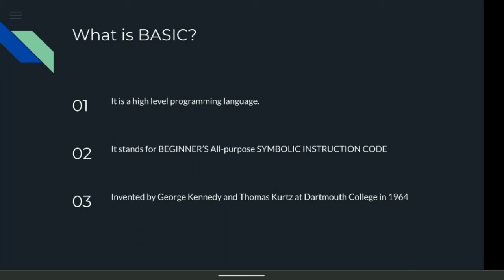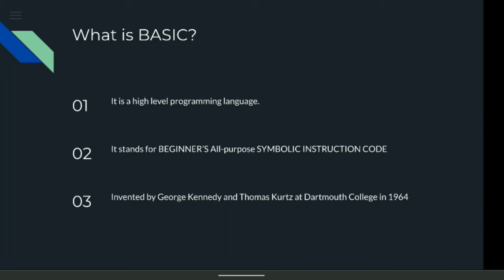BASIC is a high level programming language. So I think you have understood what you mean by programming language. Programming language is a means to communicate with computers. So BASIC is a high level programming language, and it stands for Beginners All-purpose Symbolic Instruction Code.